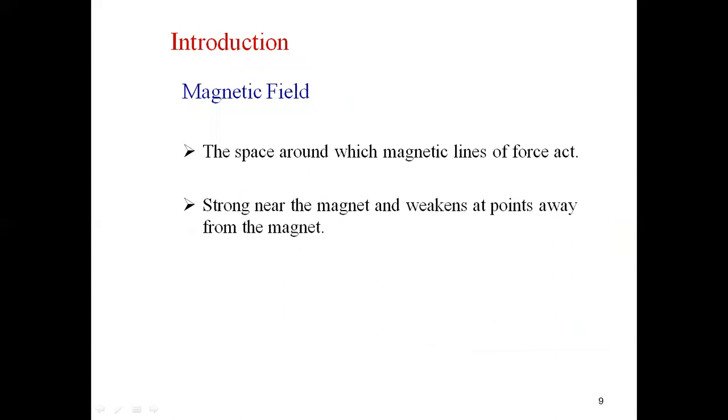Now, what is a magnetic field? Magnetic field is nothing but the space around which magnetic lines of force act. It is the space around the magnet which is under the influence of the force exerted by the magnetic lines, and that is nothing but the magnetic field. It's strong near the magnet and weakens at points away from the magnet. So as we move farther from the magnet, the magnetic field strength becomes weaker and weaker, and as we come nearer to the magnet, the field strength becomes stronger and stronger.